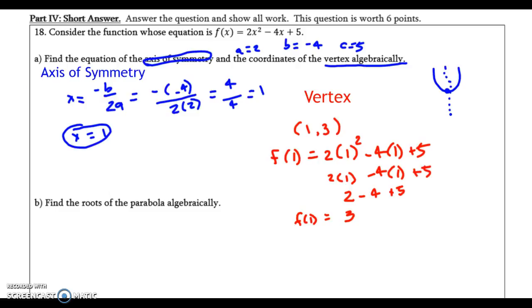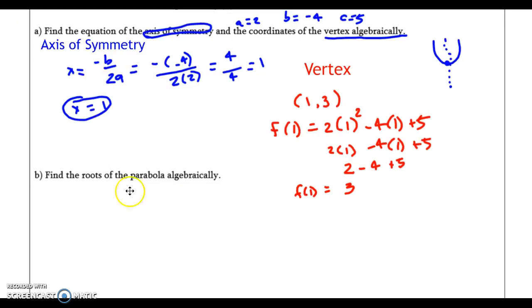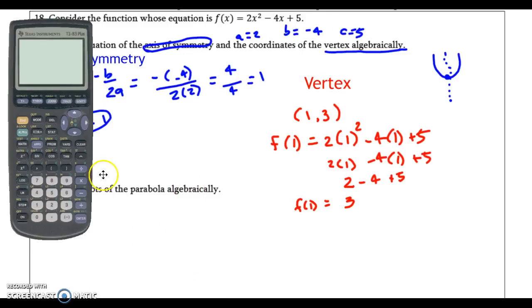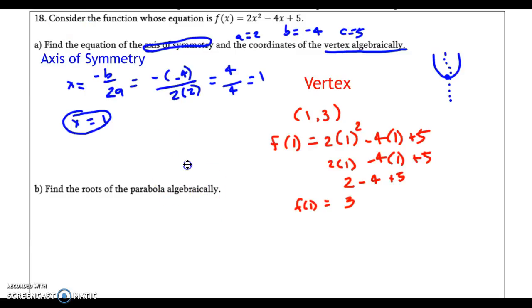Now we're going to move on to finding the roots. The next step says to find the roots of the parabola algebraically. If you had taken this equation and put it into your calculator, you would have seen something very interesting. So here's the equation here. If I look at the graph, I can see where the vertex is. That's the vertex. I can also see that this parabola does not intersect the x-axis at all, which means it doesn't have any roots. So I could just say there are no roots or the roots are imaginary, but that's not algebraic. So I'm going to show you how to verify this algebraically.